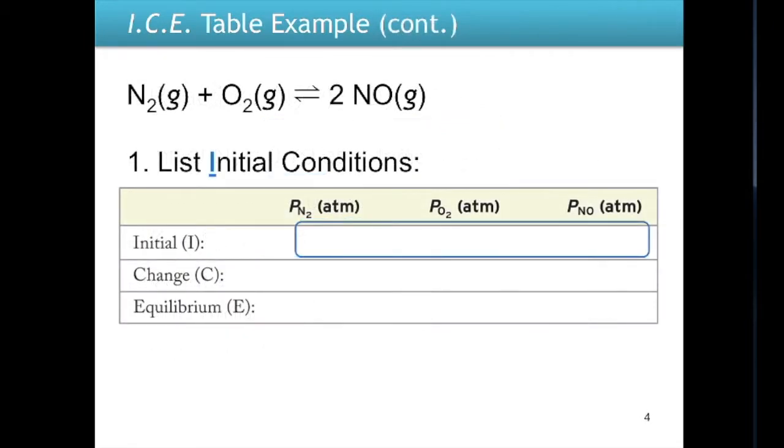So the first thing we do when we set up an ICE table is to write out the chemical reaction. And sometimes I would put that also up on this part of the table here, right at the top. So the next step is to write the initial concentrations or partial pressures of each of the reactants and products. So in this case, the partial pressure of N2 was 0.79 atmospheres. The partial pressure of O2 was 0.21 atmospheres. And the partial pressure of NO was 0. Okay, so we're just setting up the initial partial pressures that are given in the question.